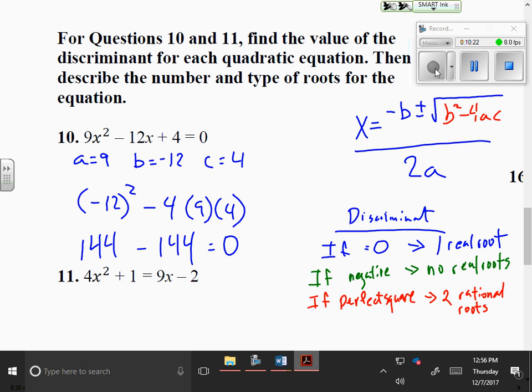If it's not a perfect square, then there are 2 irrational roots. And in that case, you'll probably have to round if they ask you for the decimal. Or if they ask you for the exact, you'd have to leave it as a radical.